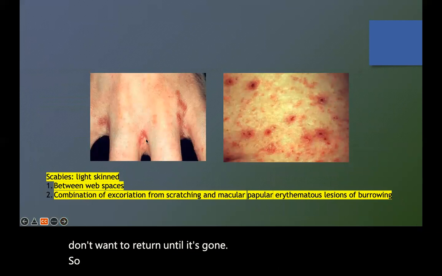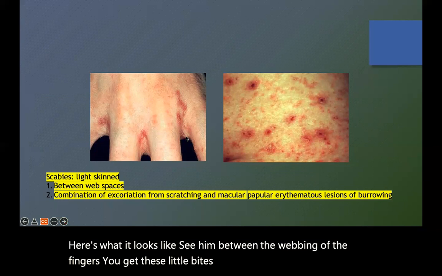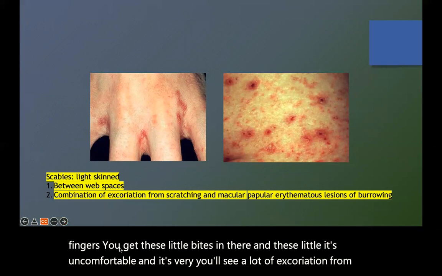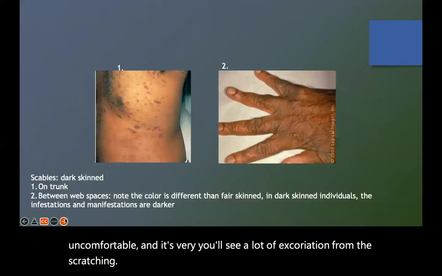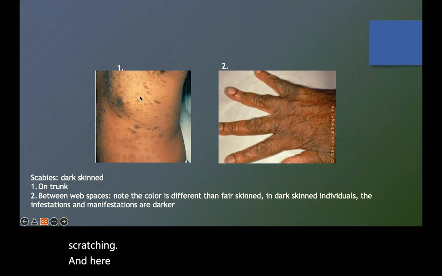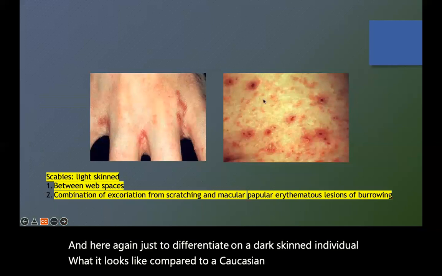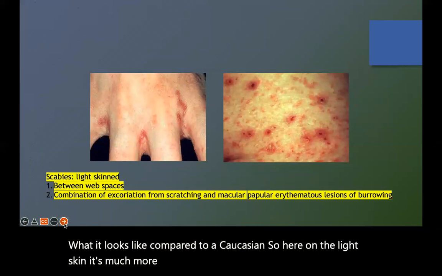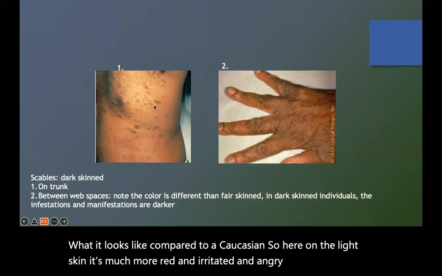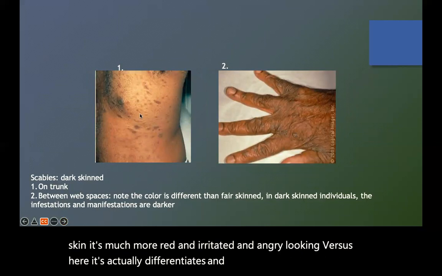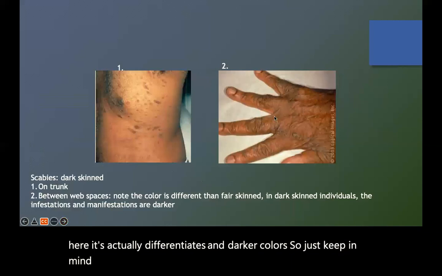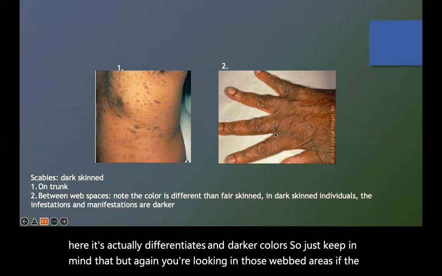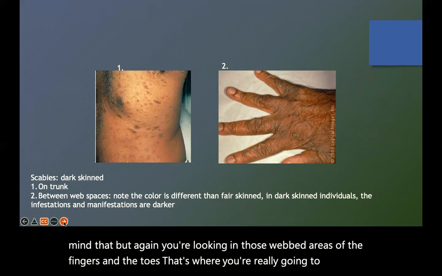So here's what it looks like. See in between the webbing of the fingers, you get these little bites in there, it's uncomfortable, and you'll see a lot of excoriation from the scratching. And here again, just to differentiate on a dark-skinned individual, what it looks like compared to a Caucasian. On the light skin, it's much more red and irritated and angry looking, versus here it differentiates in darker colors. So just keep in mind, you're looking in those webbed areas of the fingers and the toes. That's where you're really going to differentiate it.